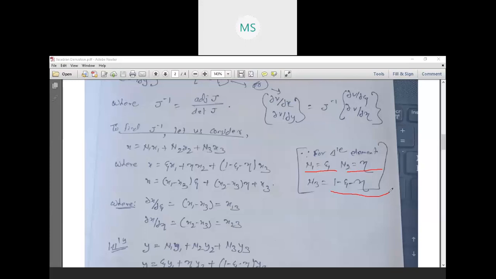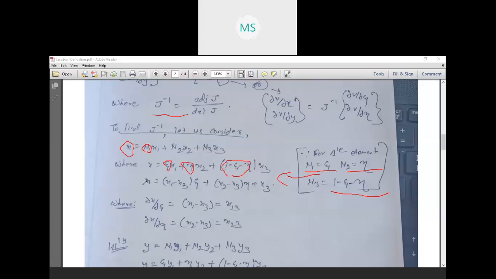We have done the derivation for this. I'm telling you again, if you have any doubt, you can go back and check it out. So for finding the J inverse, we consider x equals N1 x1 plus N2 x2 plus N3 x3. Now substituting the values, instead of N1 we put eta, instead of N2 zeta, and instead of N3 1 minus eta minus zeta.